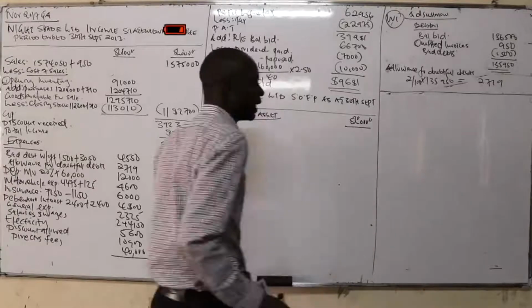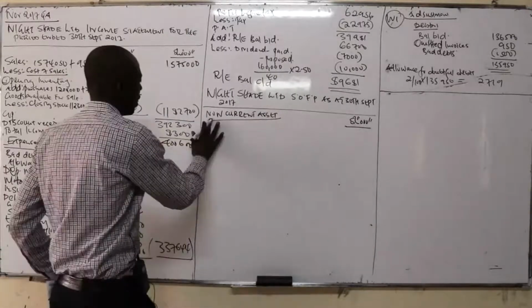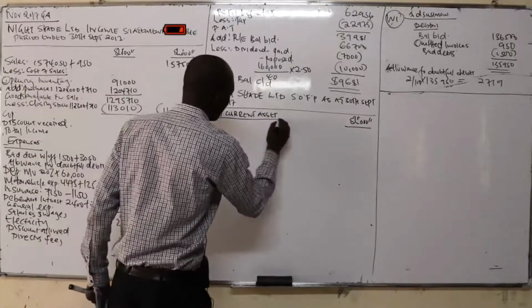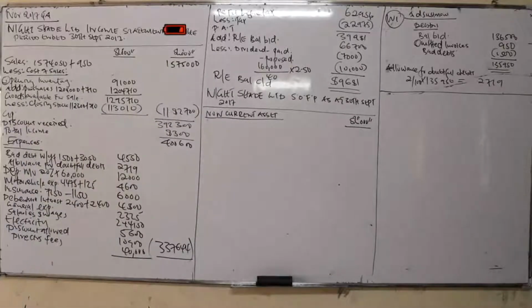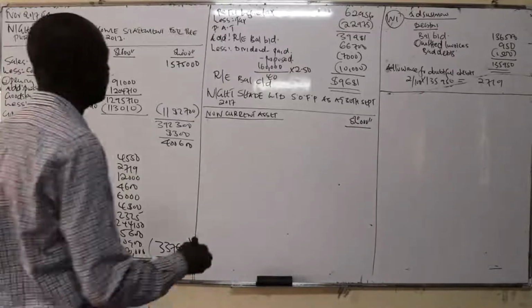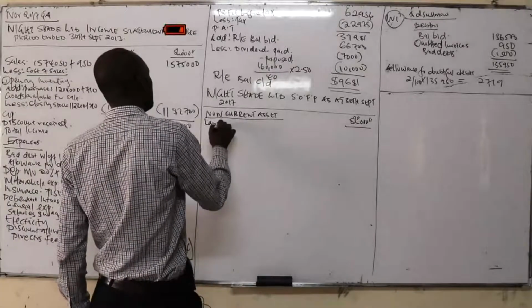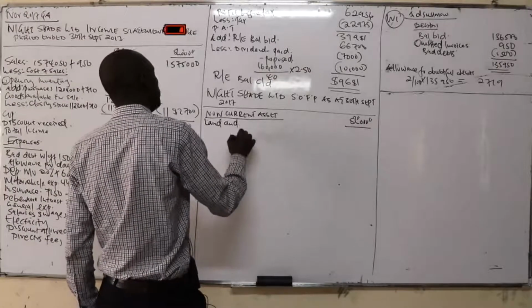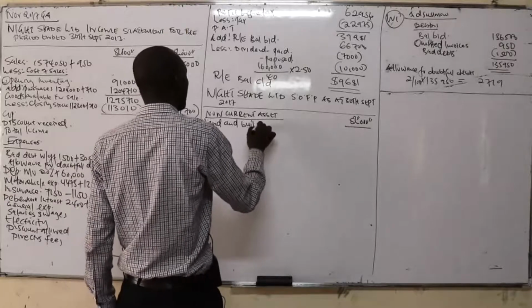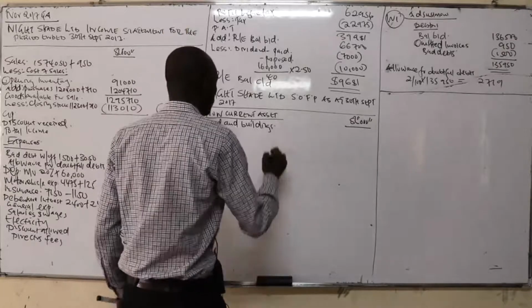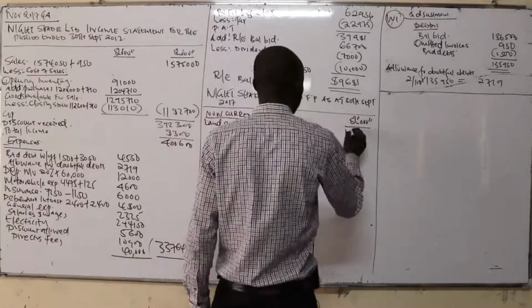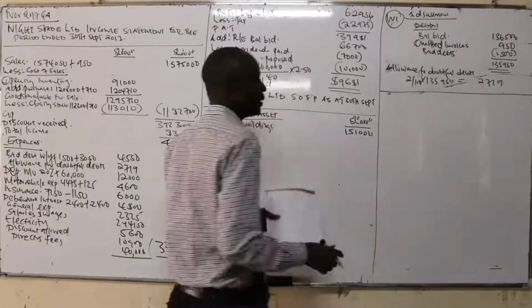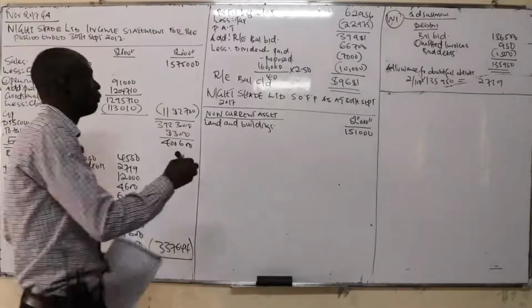So we start with non-current assets. Non-current assets, we said, are those assets that stay longer in the business. So in this question, we have land and buildings. The total value for land and buildings, we have no depreciation, it's 151,000. Have you seen it? And then we have motor vehicles.